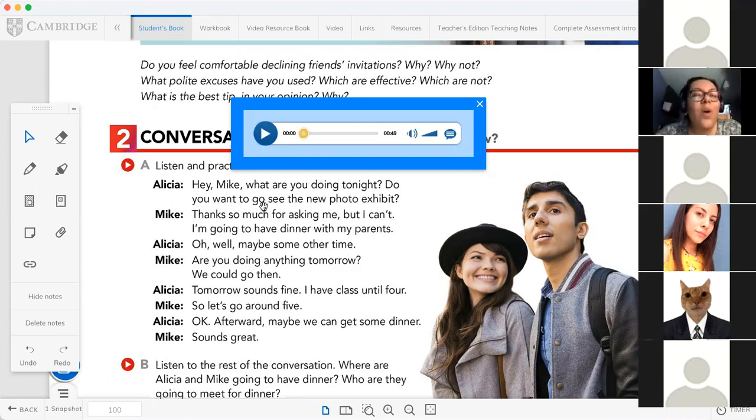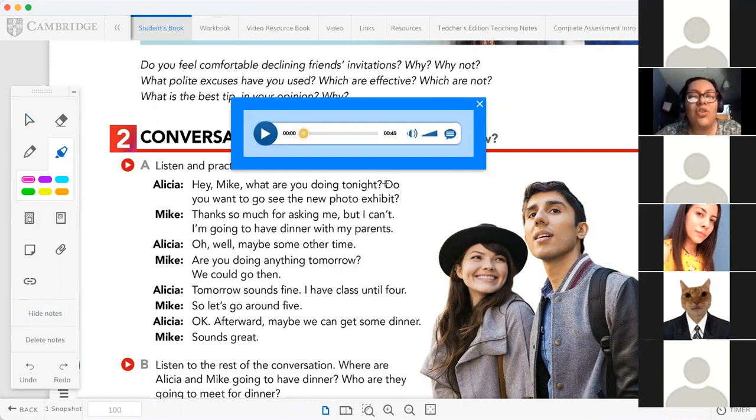Okay. Do you want to go see the new photo exhibit? And here is the invitation. She didn't use would you like to, she didn't use let's, usó la otra opción. Do you want to go see the new photo exhibit? So you see, maybe like if there is a museum in their city, in their town, she can invite him to like a photo exhibit, an art exhibit. But another possibility is maybe to invite him to a different place, like, hey, do you want to go see a movie with me at the cinema?